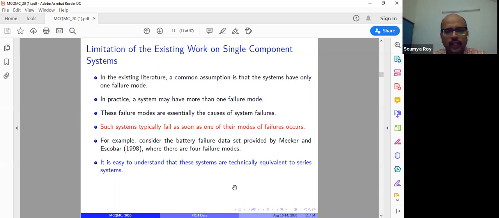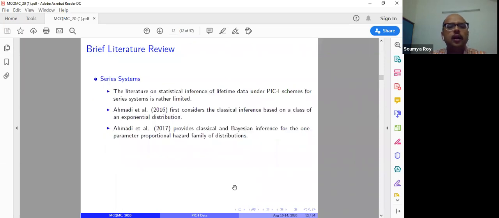Now, as I've told, sometimes these systems are technically equivalent to series systems, and the failure modes are sometimes referred to as the components of the series systems. Now, in this paper, we are going to provide statistical inference, both frequentist as well as Bayesian, for the lifetime data under PIC1 schemes, which are the progressive type 1 interval censoring schemes, when assuming both independent components as well as dependent components.